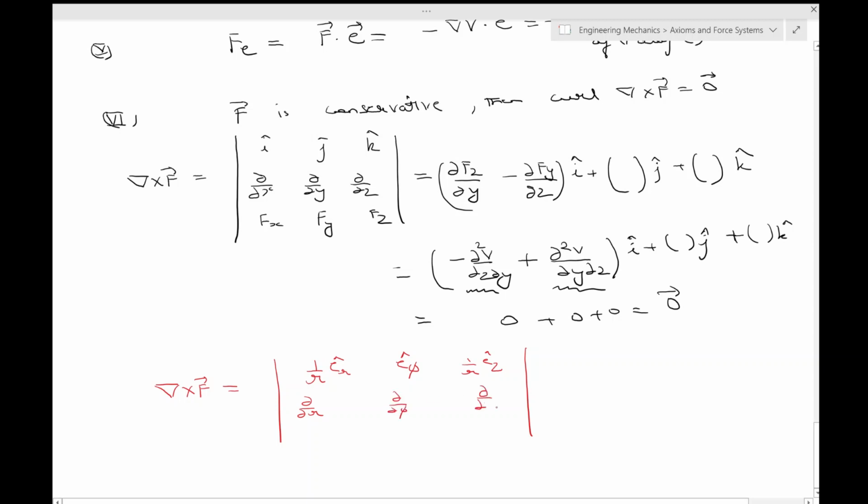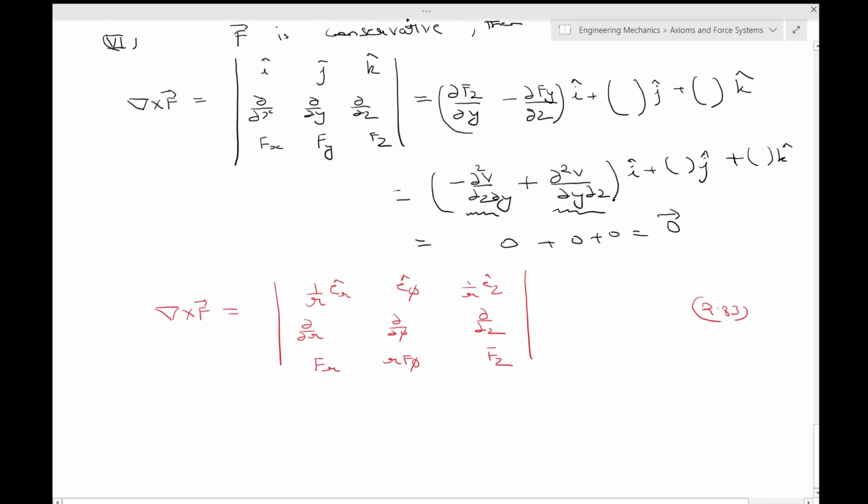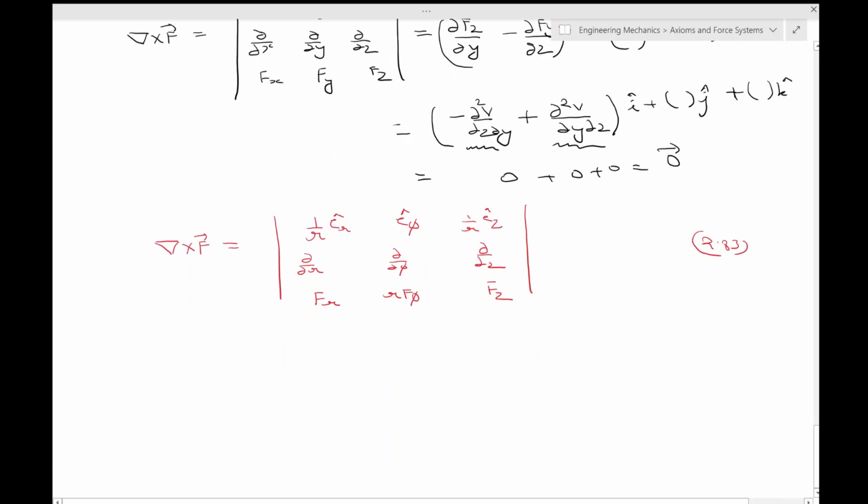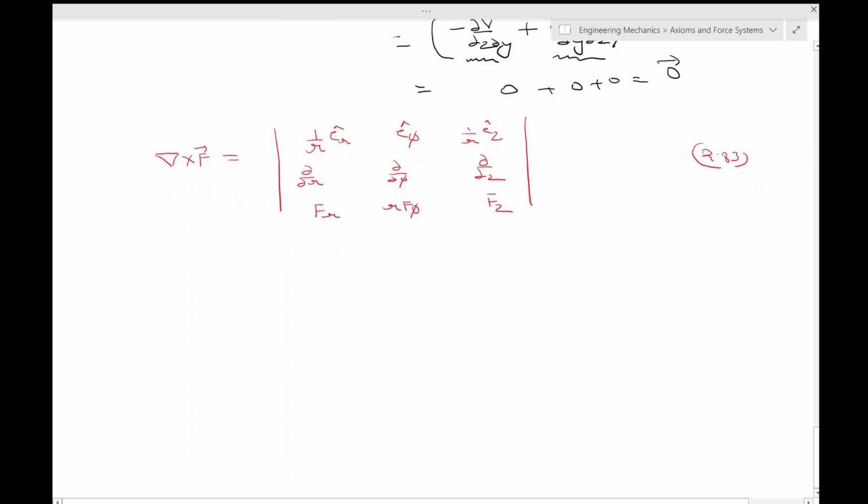2 by 2z, r or f phi f z. Okay, this is 2.83. Now we want somewhat of a condition to check whether a given force is conservative. So 7 is the last so-called inference about this.